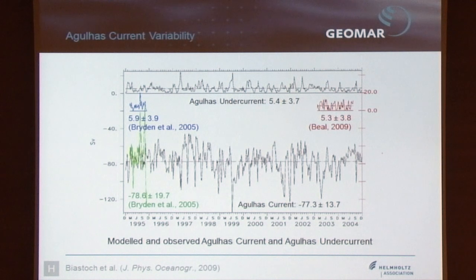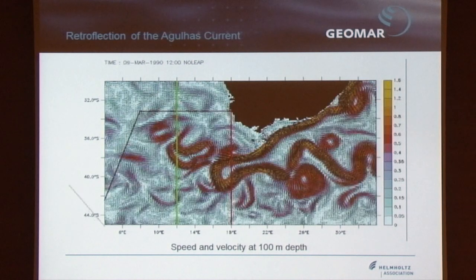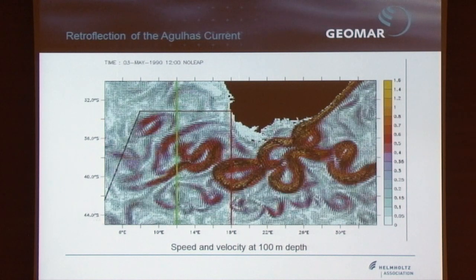Same is true for the Agulhas undercurrent. So in that respect, we had some confidence that the model was able to simulate at least most of the nonlinearity in the current region. And that, of course, makes it even more complicated.